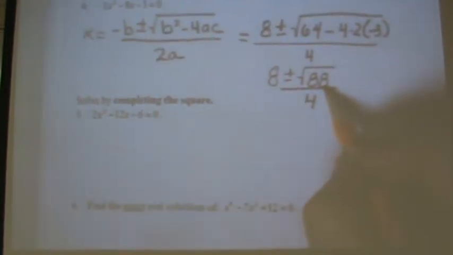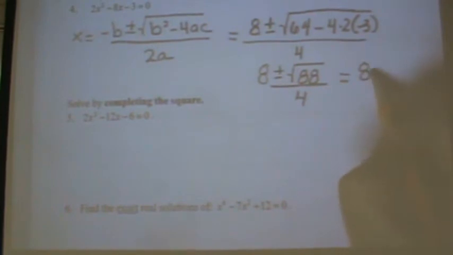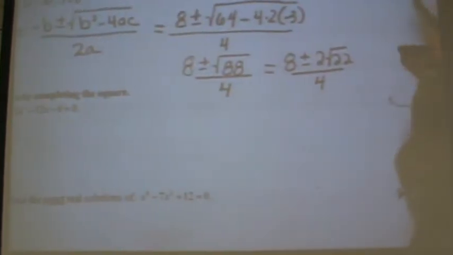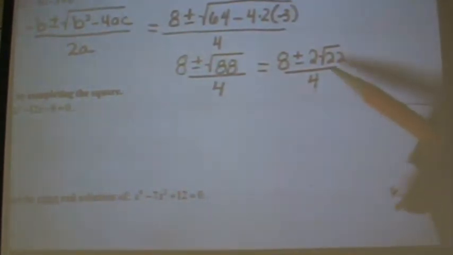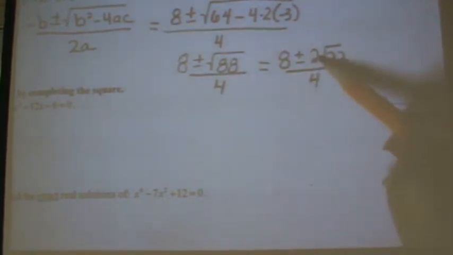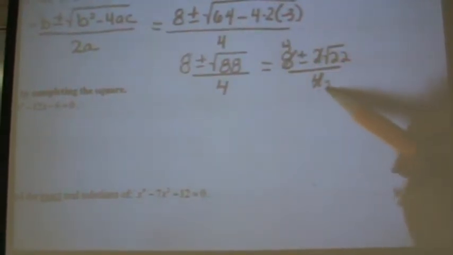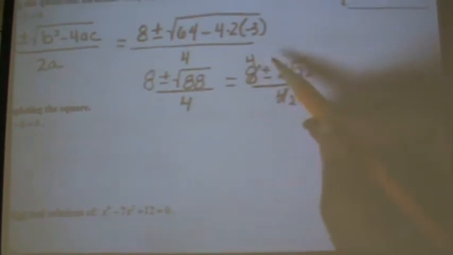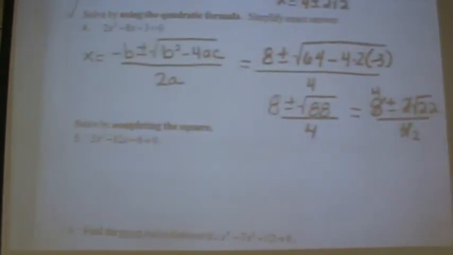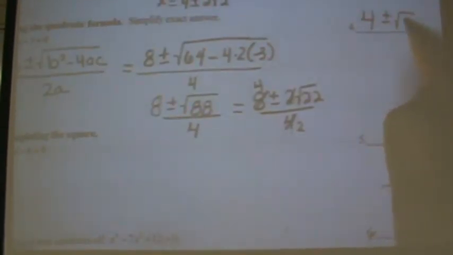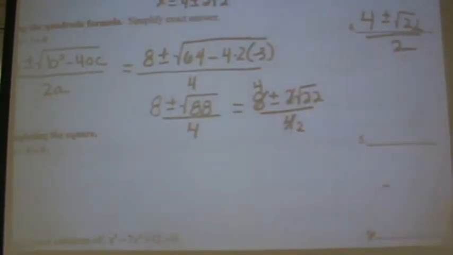And you want to simplify this. So you get 8 plus or minus 2 root 22 over 4. And now you're going to take a 2 out of all three of these. 2 goes into 2 once, 2 goes into 8 4 times, and twice. So your answer is 4. Actually, this is problem number 4. Yep, 4 plus or minus root 22 over 2.